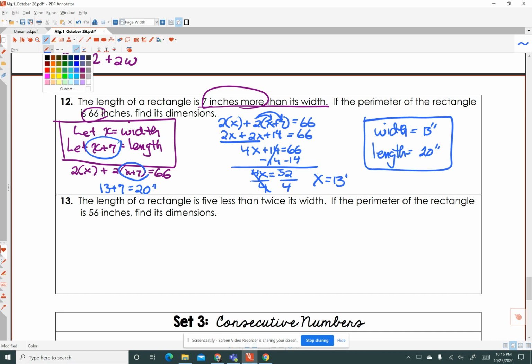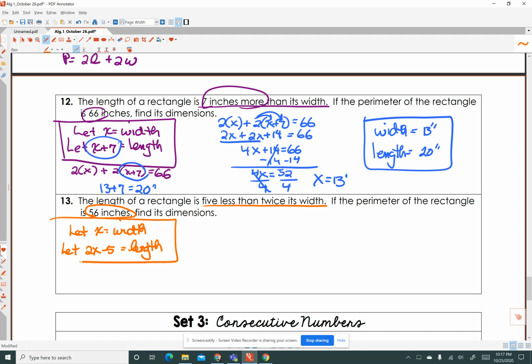Our last problem for today. The length of a rectangle is 5 less than twice the width. If the perimeter of the rectangle is 56 inches, find its dimensions. So let's define our variables. Let x equal the width, and we'll let 5 less than twice its width, so that would be 2x minus 5 for the length. And there's our x box.